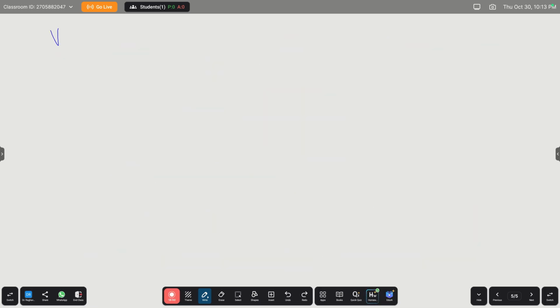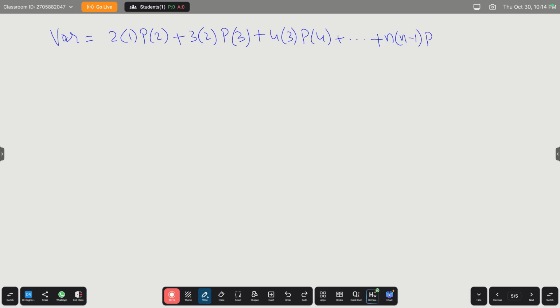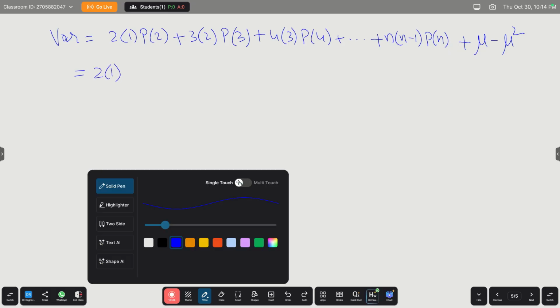So what is variance? Variance is 2 into 1 into p of 2, plus 3 into 2 into p of 3, and 4 into 3 into p of 4, and so on up to n into n minus 1 into p of n, plus mu minus mu square. Now let me replace these p's, p of 2, p of 3, p of 4, etc. by their mass function.